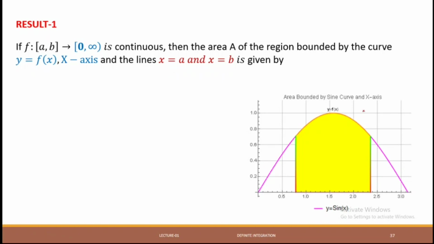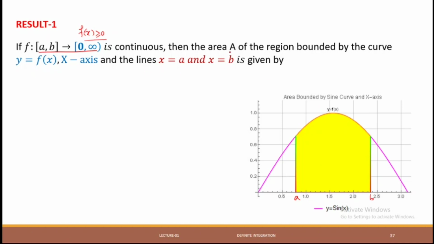Here is my f(x), here is my a comma b, and in the hypothesis it is mentioned f(x) must be non-negative. That means f(x) is greater than or equal to 0. Graphically, the graph of f(x) must lie above the x-axis. Exactly, it fits into this, right?